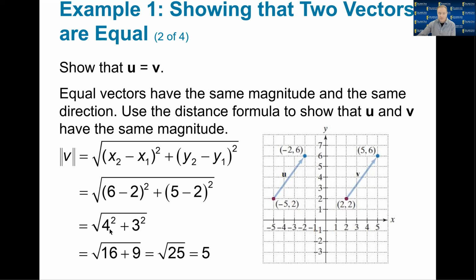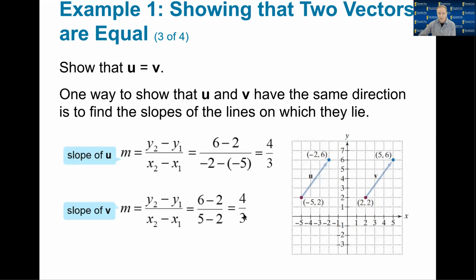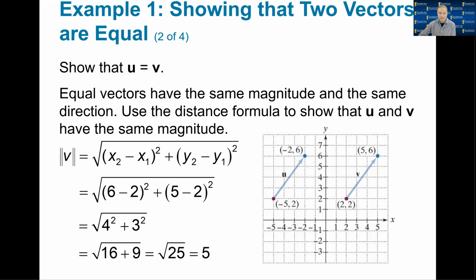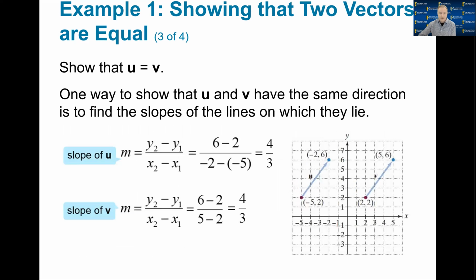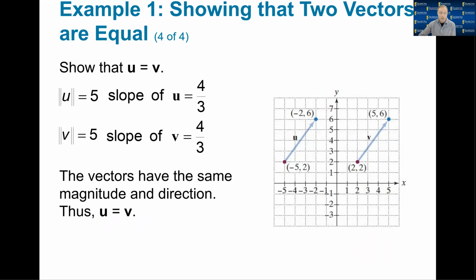Again, we get our square root of 4 squared plus 3 squared. We're going to get a magnitude of 5. So now I can see that their magnitudes are the same. I could further look at it and say, well, what about their slopes? This one is rising up 4 units as it runs 3 units. Well, this one is rising up 4 units as it runs 3 units. They both have the same slope of 4/3. So they have the same direction because their slope is the same. They have the same magnitudes. So we can say these two are equal vectors. We can say vector u is equal to vector v.